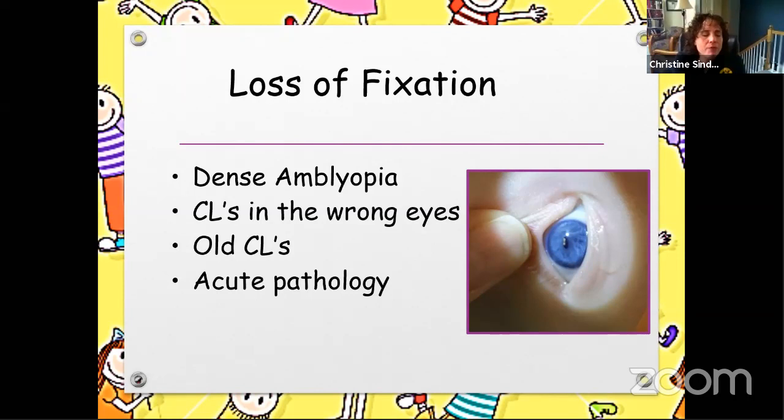But don't ever forget that you might be having some type of acute pathology or some type of change in the ocular status of the patient. It could be something like a retinal detachment, or in the case of this child here in this photo, a retropupillary membrane, where the pupil was literally zipped shut and the child couldn't see out of that eye anymore.